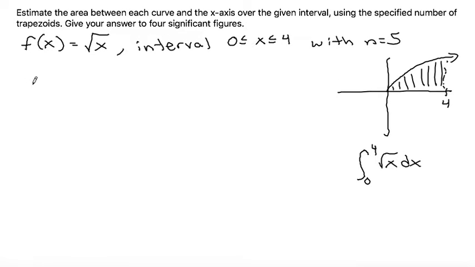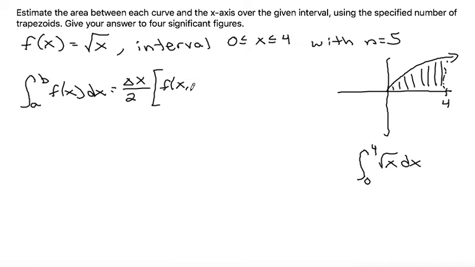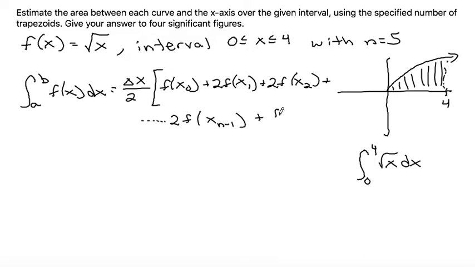So the trapezoid rule says that if we have the integral from a to b of f of x dx, that is equal to the change in x over 2 times f of x0 plus 2f of x1 plus 2f of x2 plus dot dot dot, continuing from the previous line, 2f of x(n minus 1) plus f of x(n), and then we just close the bracket.